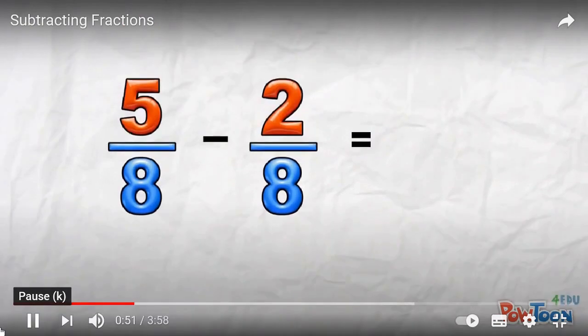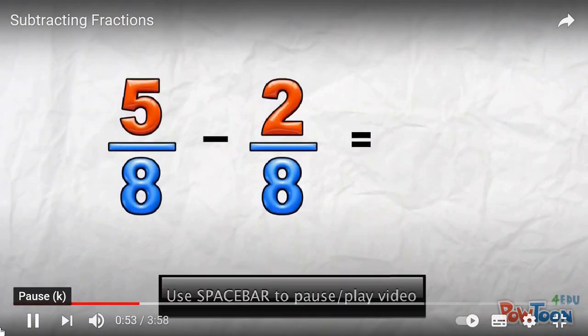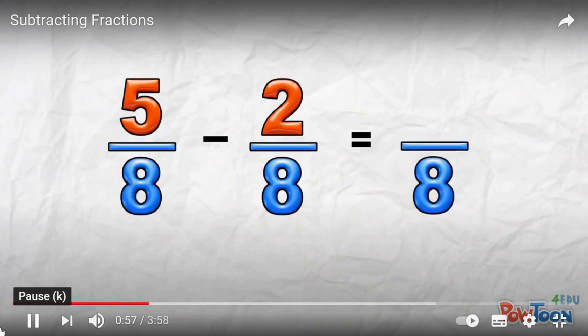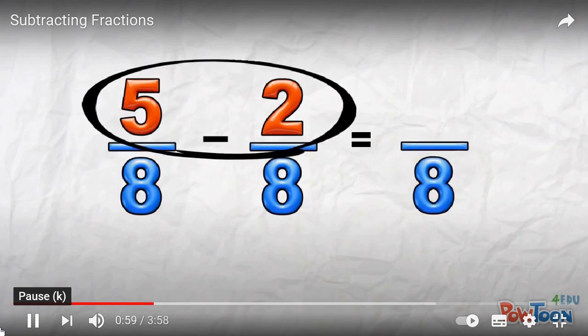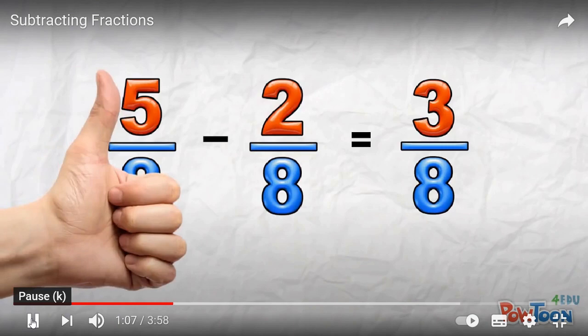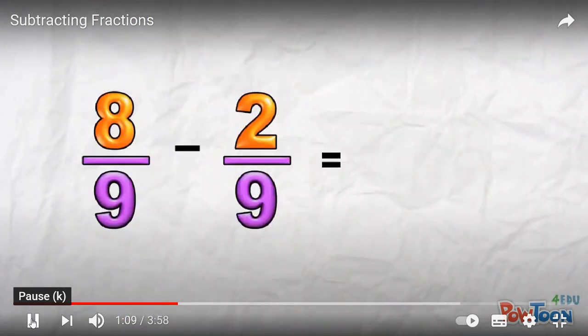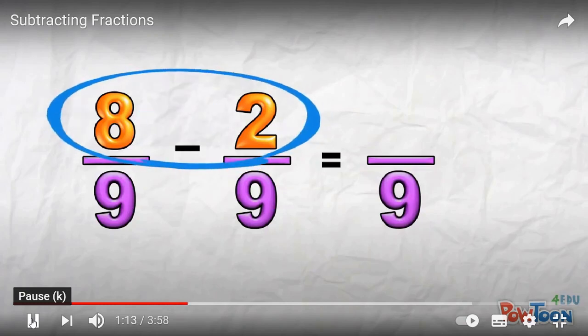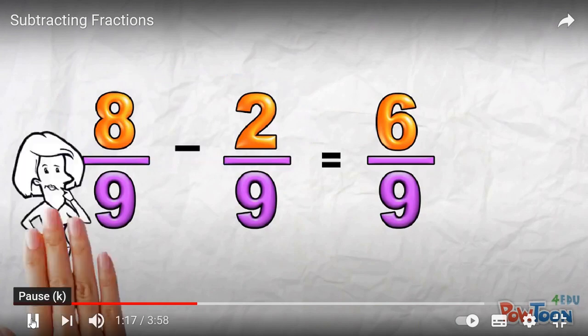So with this one, what answer do you get? The denominator stays. We do our subtraction with the numerators. 5 minus 2 is 3. 3/8. Okay with that? What about this one? The denominator stays, and with the numerator, 8 minus 2 is 6. 6/9.